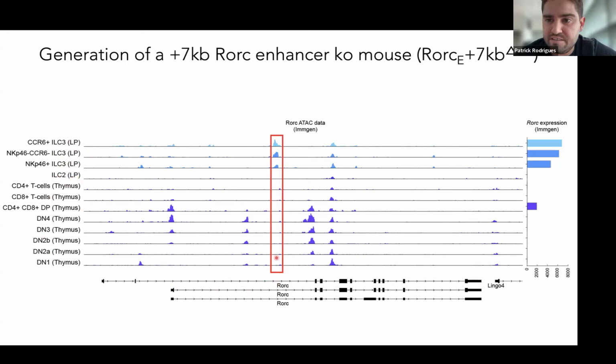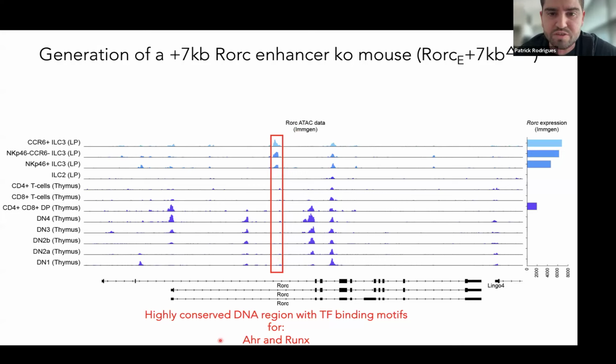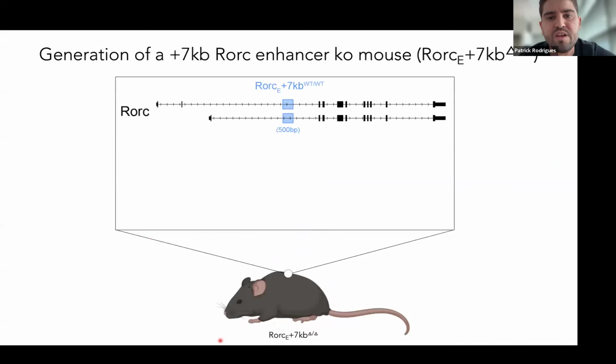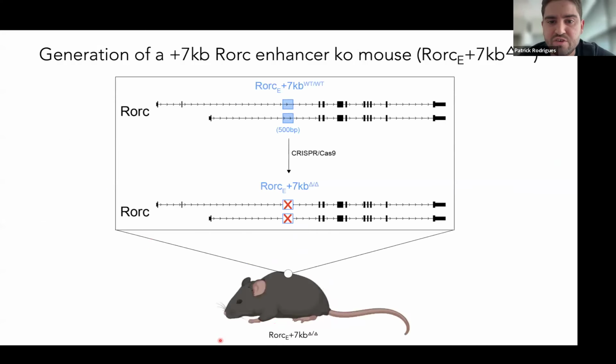So after having seen that and discussed with Marco, we decided to knock out this enhancer by flanking it with two guide RNAs. What I also realized, and sorry I forgot to mention, is that within this enhancer we were able to find AHR and RUNX transcription factor binding motifs, which are known to be very important for ILC3 development. So we generated this enhancer knockout, and we call it from here on Rorc +7 kb.